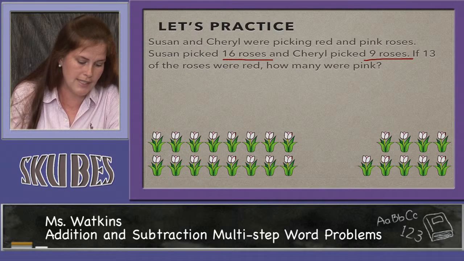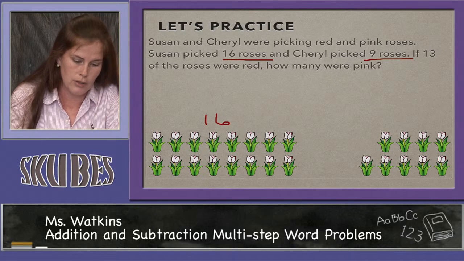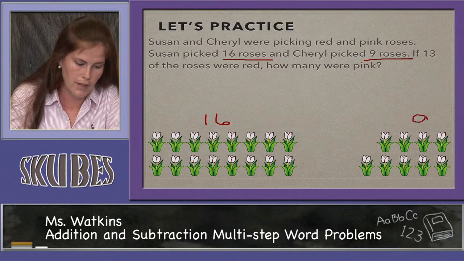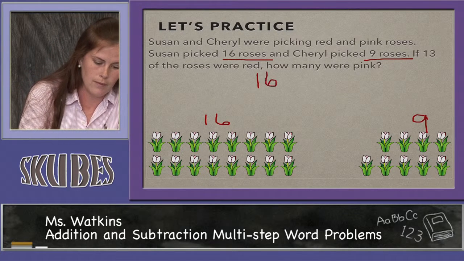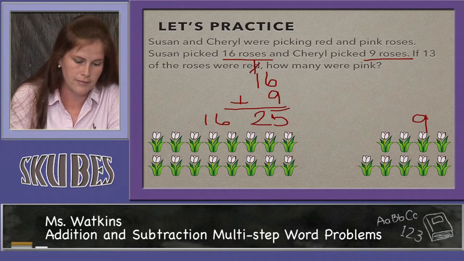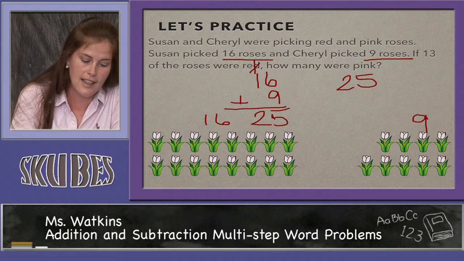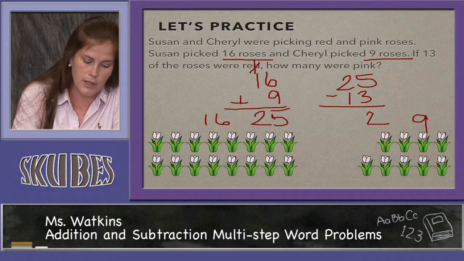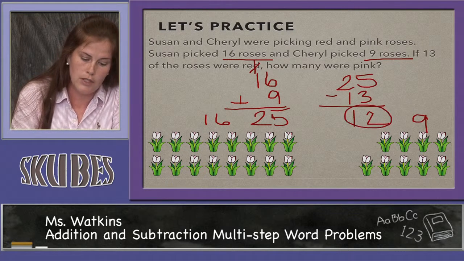Okay, looking at our picture, we see Susan's roses are down here. All these are the 16 total. We see Cheryl's roses are over here, 9. So now we need to figure out the total that they picked together. Okay, 16 plus 9 gives us 25. We know of those 25, 13 were red, so we're going to subtract that number from our total picked. 25 minus 13 is 12. So how many were pink? That would be 12 roses were pink.